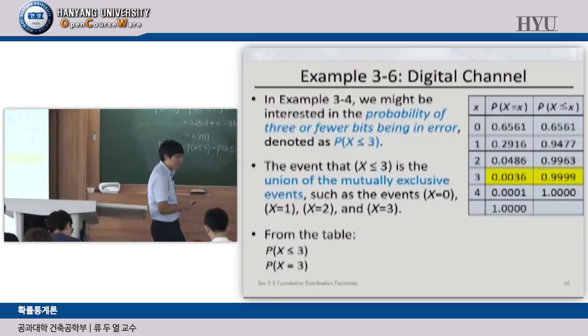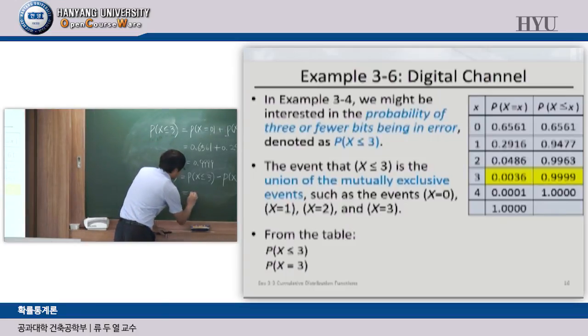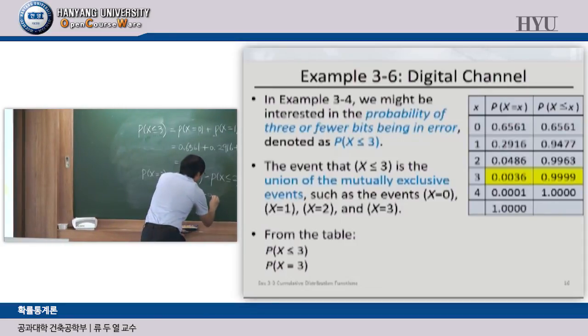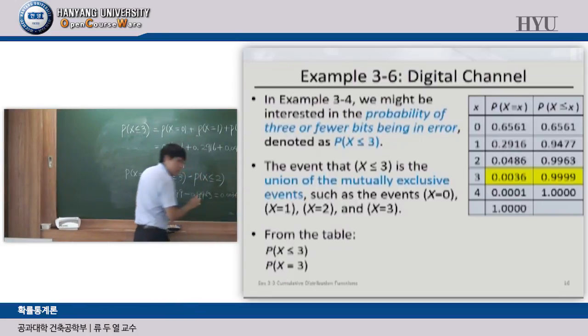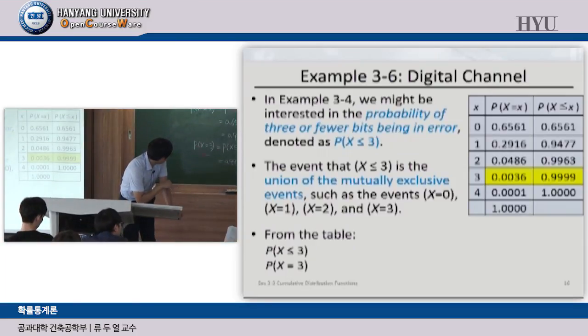So from this relationship, we know the probability of x smaller than or equal to 3 is 0.9999, right? And if you calculate this from this equation, we can obtain the value 0.9963. This will be 0.0036. So we can simply calculate the probability of x equal to 3 from this table or from this equation, okay?